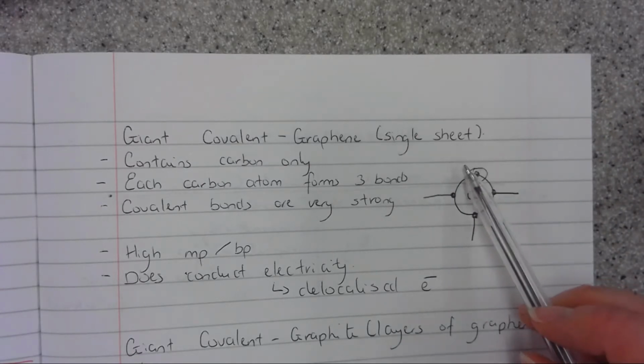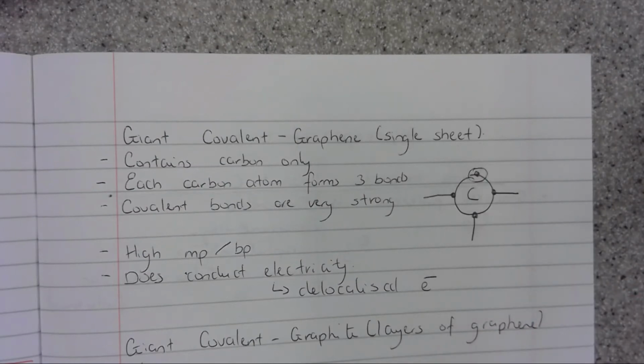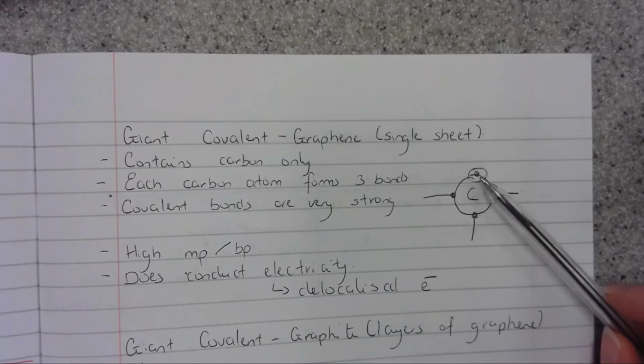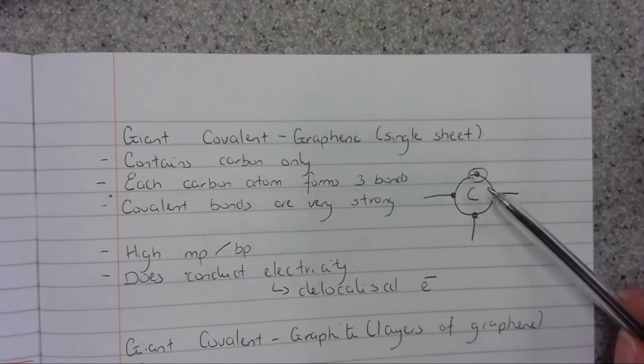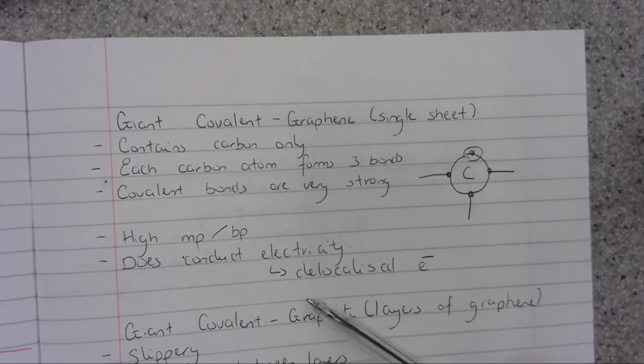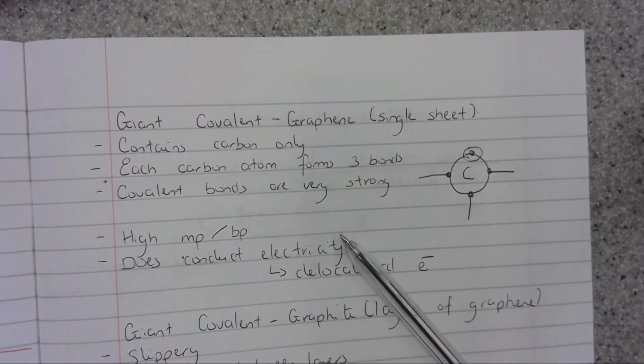These spare electrons are then free to move throughout the structure. Remember, electrons are charged. They have a negative charge. And if you've got electrons that can move freely, then you have free moving charged particles. That means graphene is able to conduct electricity. Okay, so diamond cannot conduct electricity, but graphene can.